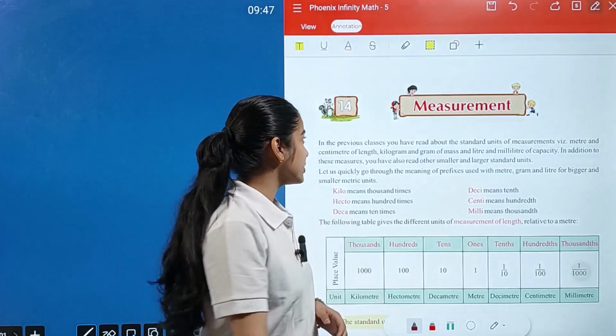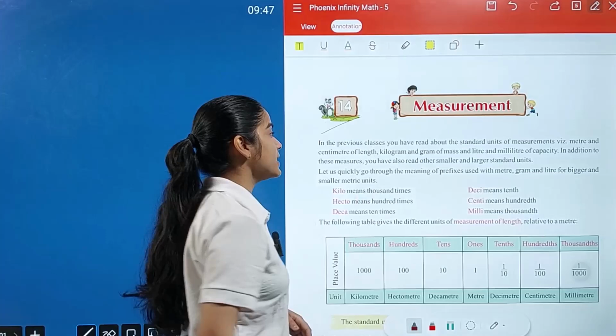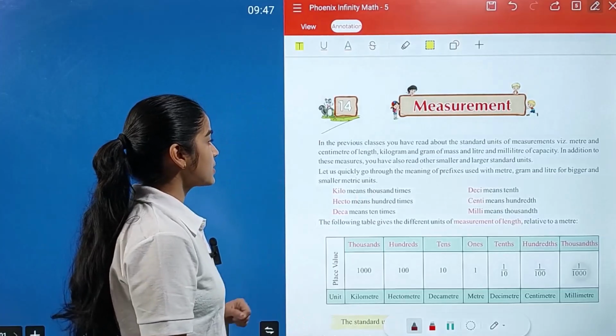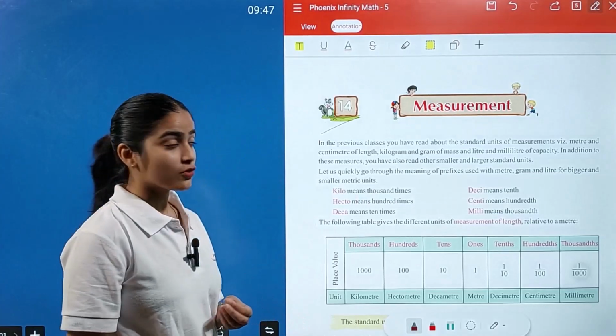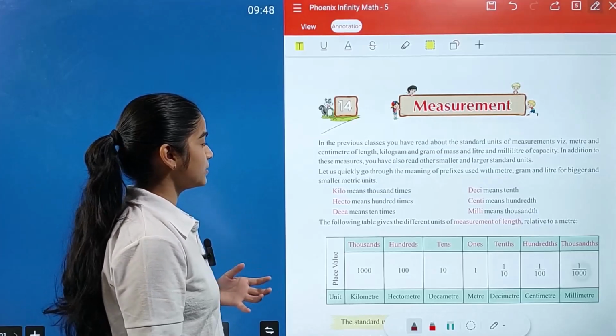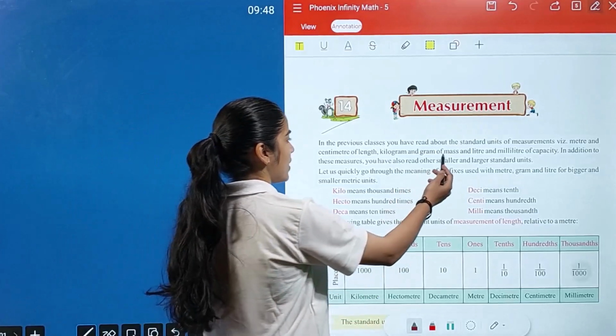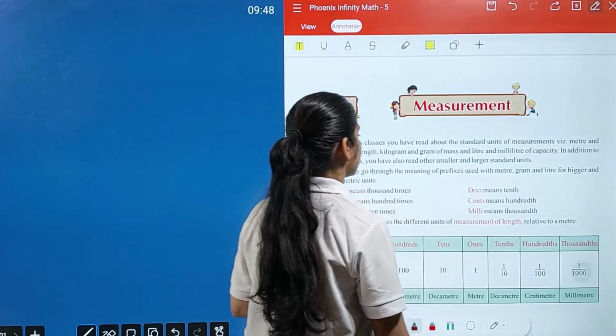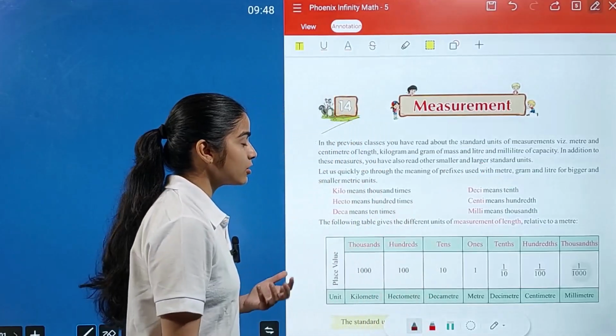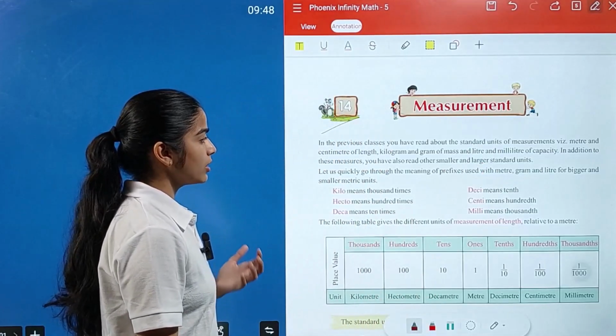Today we are going to learn about Chapter 14, which is measurement. In the previous classes, we have read about the standard units of measurement: meter and centimeter of length, kilogram and gram of mass, liter and milliliter of capacity. In addition to these measures, we have also read other smaller or larger units.